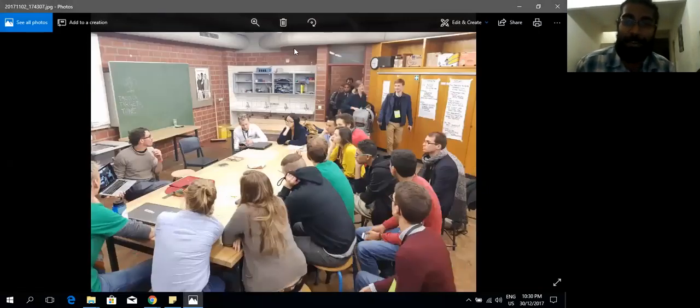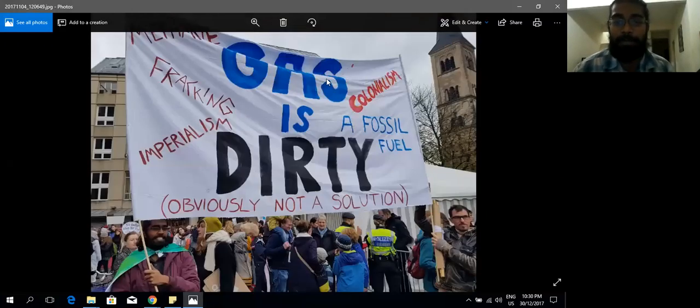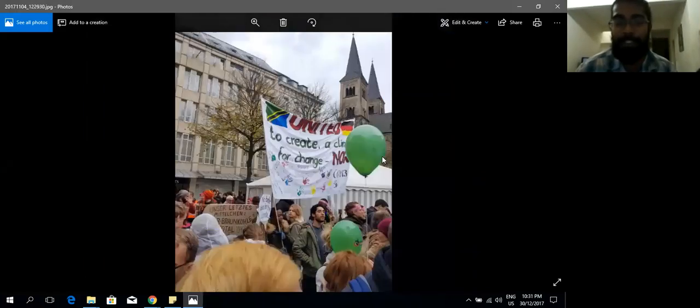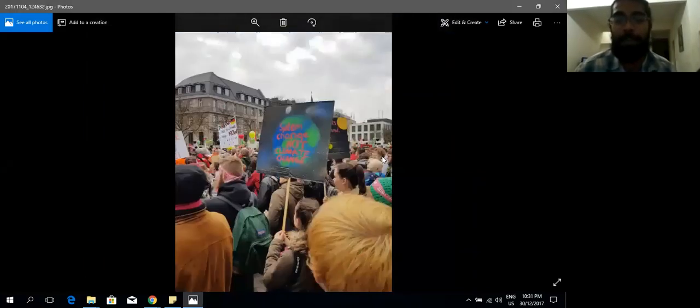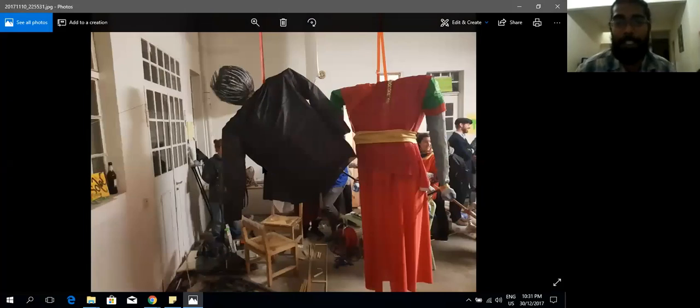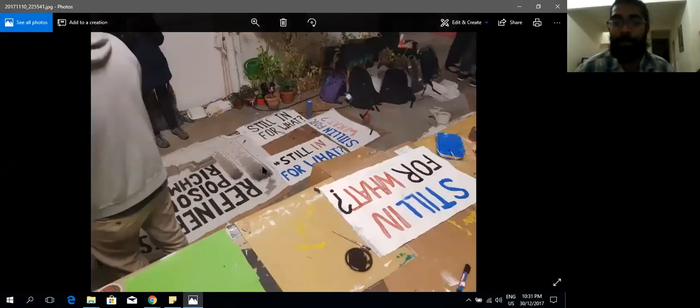This is the workshop I was saying, which we did in the art space. This is a giant banner we made for a huge march, which had 25,000 people that attended. It was right before the Conference of Parties. This is the art space I was mentioning and the different action. These are the giant puppets. I'll show you more on the puppets later.